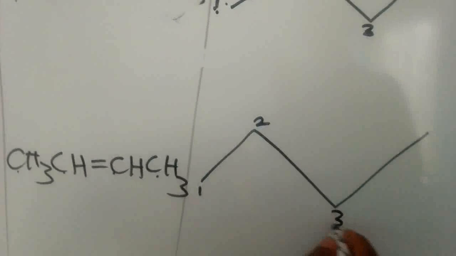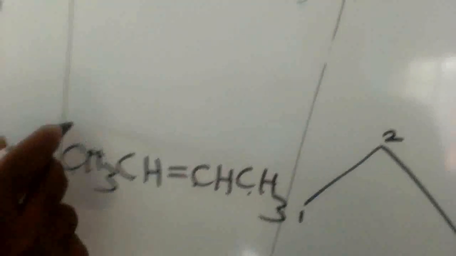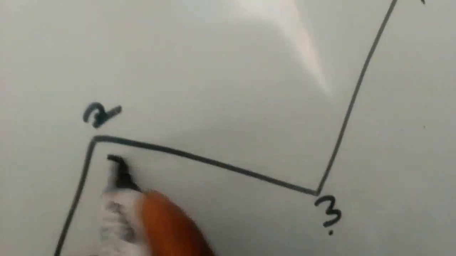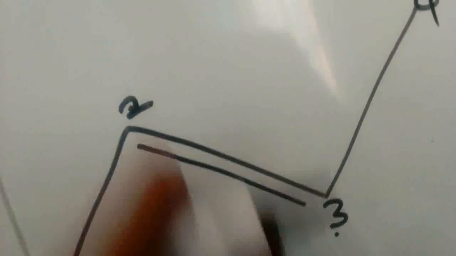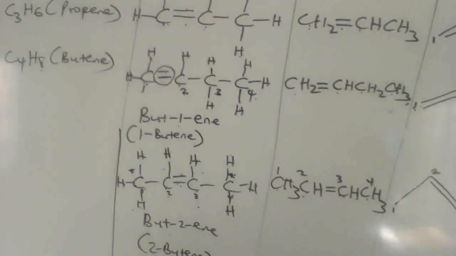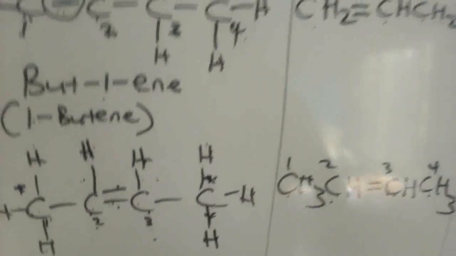We have 1, 2, 3. That is position number 1 carbon, position number 2 of carbon, position number 3 carbon, position number 4 carbon. Then, where is the double bond? The double bond lies between carbon number 2 and 3. You now put your double bond here. So you see that the 2 skeletal formulas are different from each other. So you see the way to draw the skeletal formula of alkenes and get their structures. So perhaps we may look at one more example.